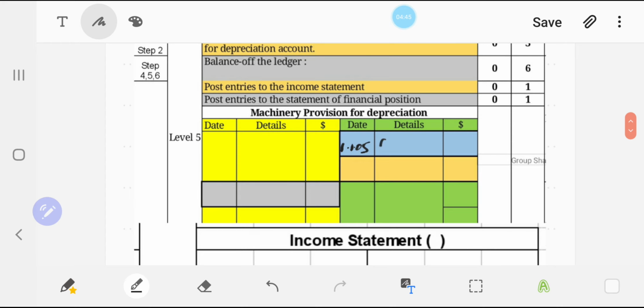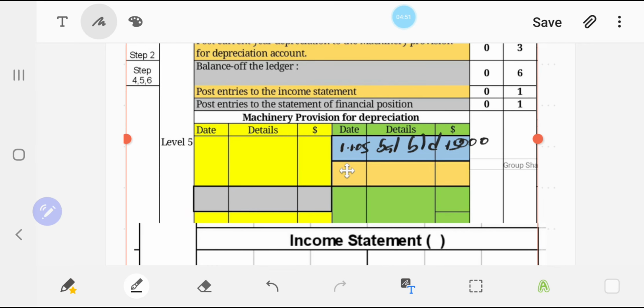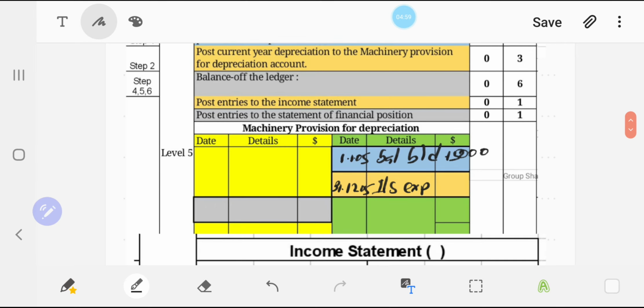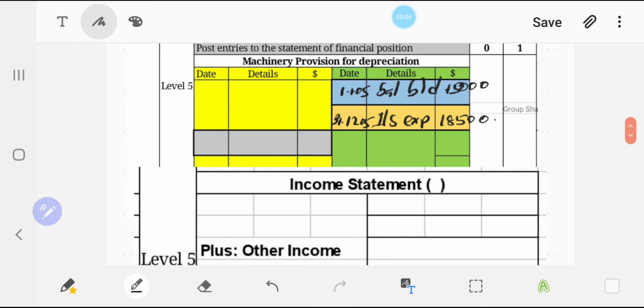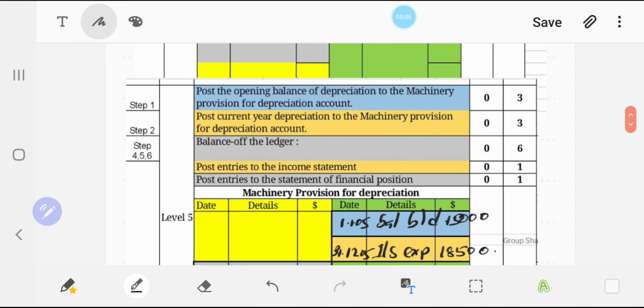Again, you write the balance brought down, enter 15,000, 31st 12 2005, income statement expense, and how much? 18,500. Now it's time for us to balance.